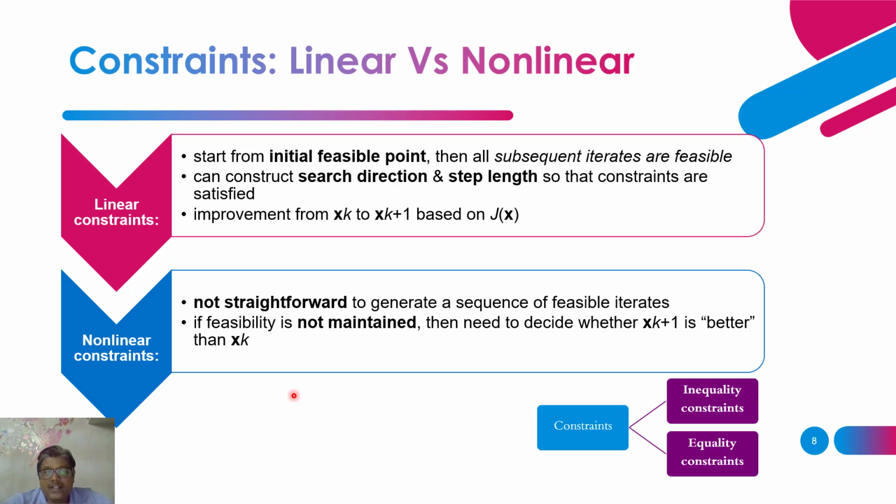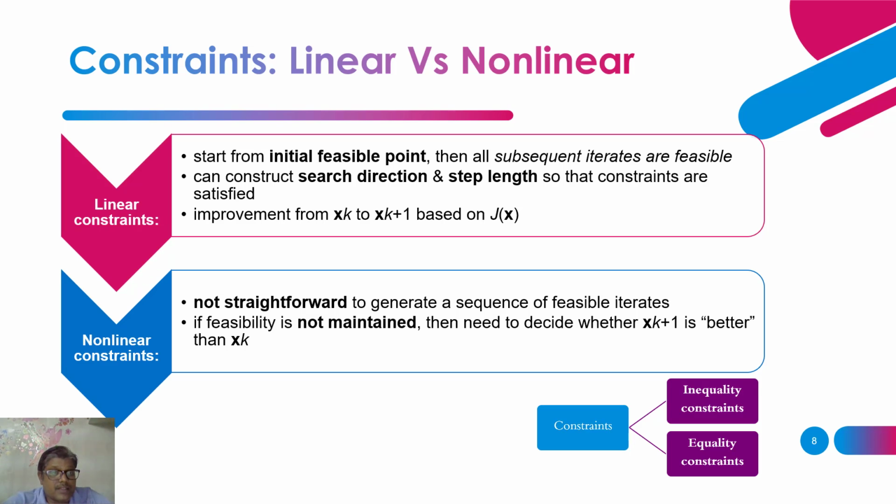For nonlinear constraints, it is not very straightforward to generate a sequence of feasible iterations. If feasibility is not maintained, we need to decide whether x of k plus 1 is better than x of k or not. Based on that decision, we move on in the case of nonlinear constraints. Apart from this, as we discussed already, constraints may be inequality or equality constraints. We can decide that based on the symbol used, whether it is equal or not equal, that is, an inequality.